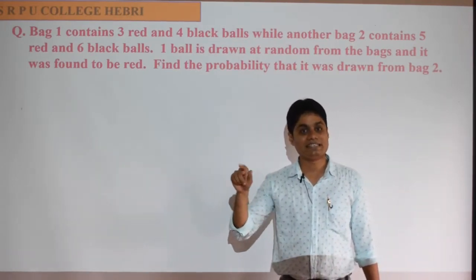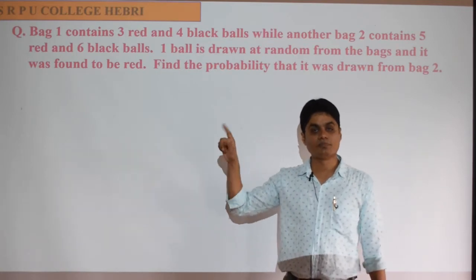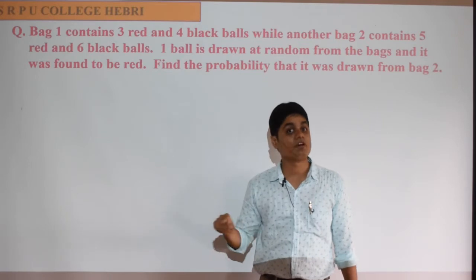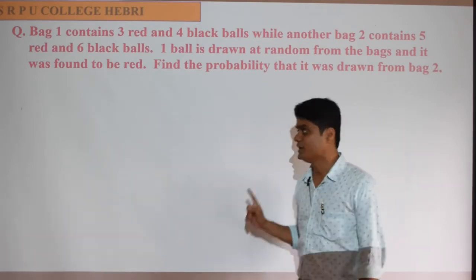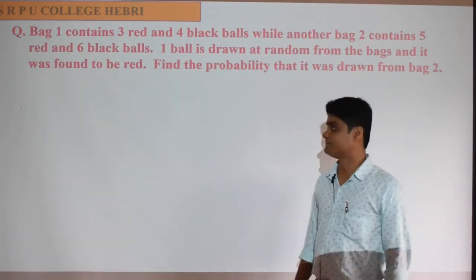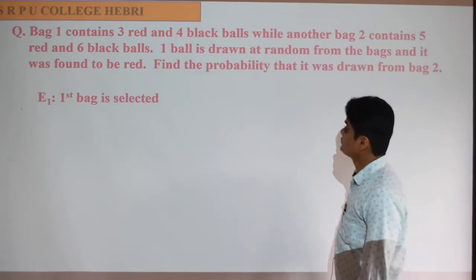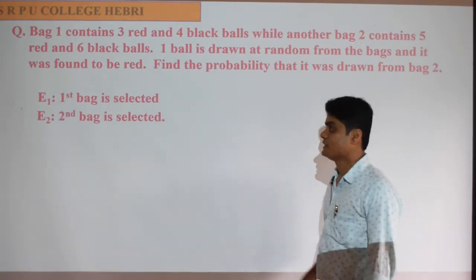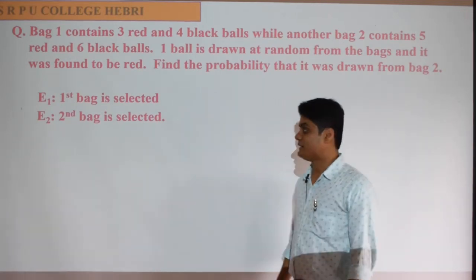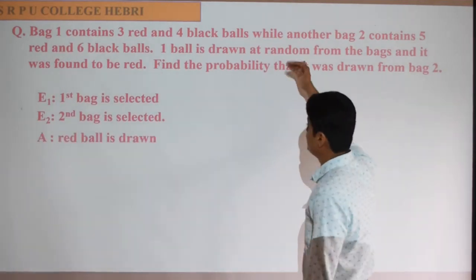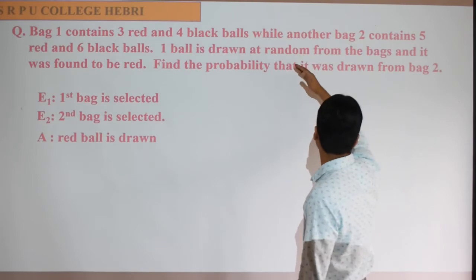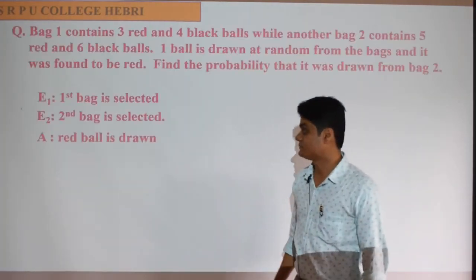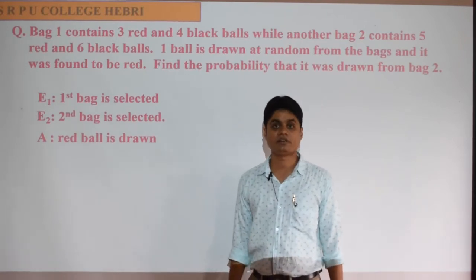P of E i given A is equal to probability of E i into probability of A given E i divided by P of A. I hope you remember that. Okay, I'll display that formula again, don't worry. Yeah, so there are 2 bags. Let the first event E1 be selecting the first bag, E2 be selecting the second bag, and A be the event which has already happened, that it was found to be red. The selected ball is red. A red ball is drawn.